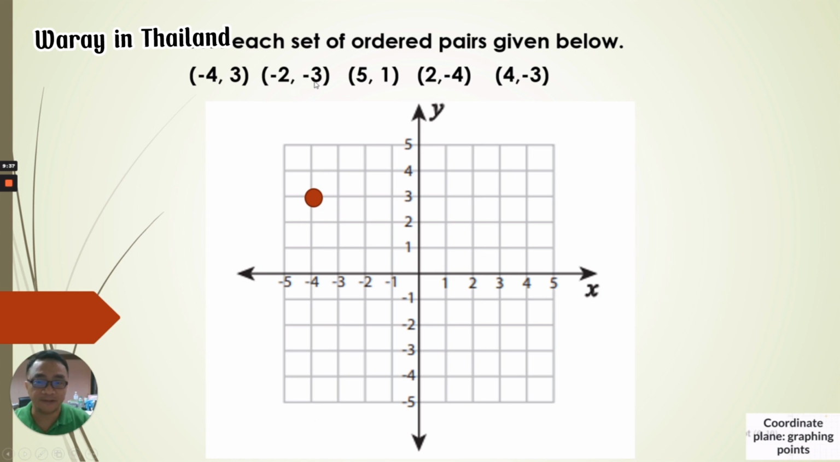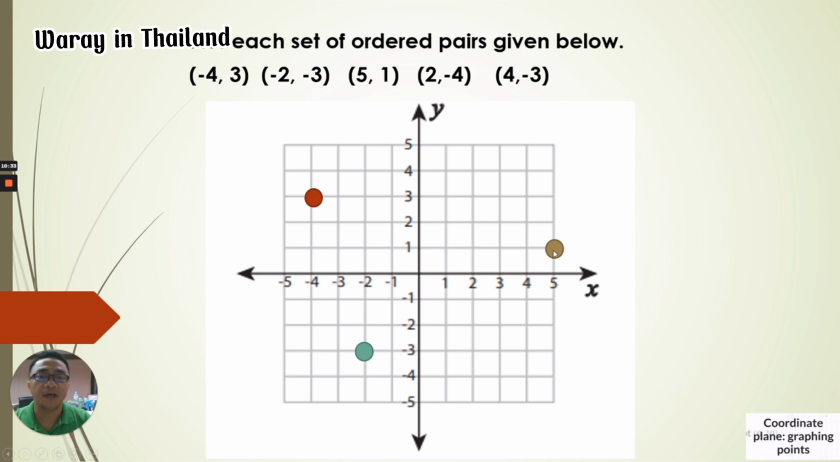Both are negative, right? So for both negative, it can be found where? Quadrant 3. Yes, we have here quadrant 3. For x is negative 2, and for y is negative 3. Now it's about over here. So next we have here 5, 1. So we have all positive here, and we have 5 for the x and 1 for the y. So 5 here, and 1 for the y over here.